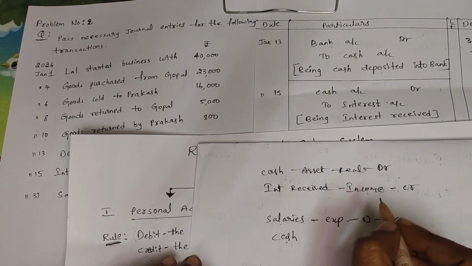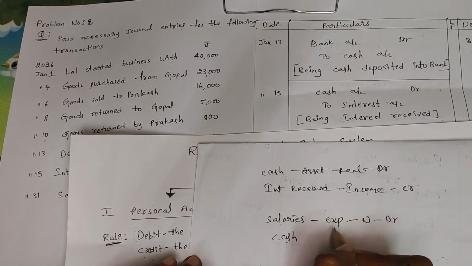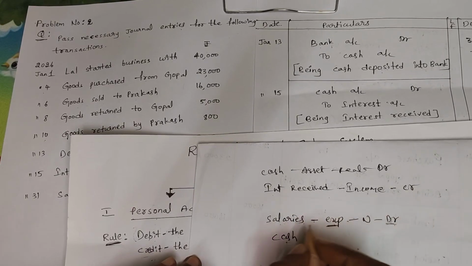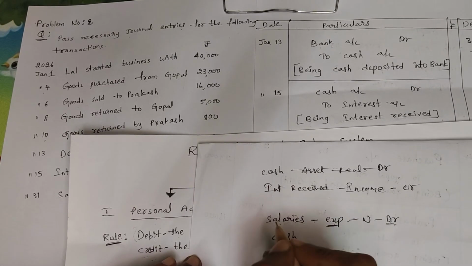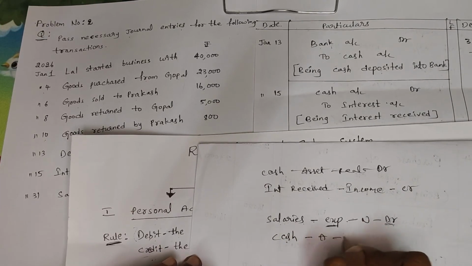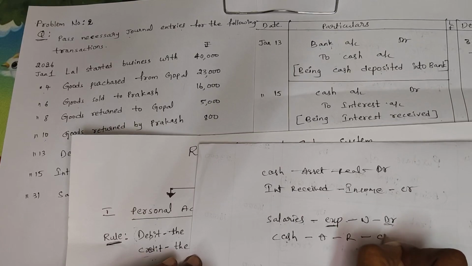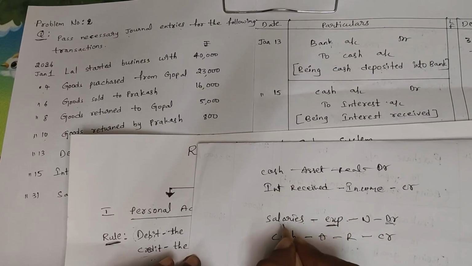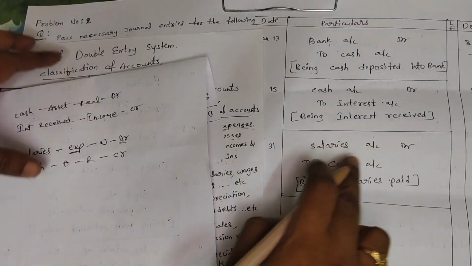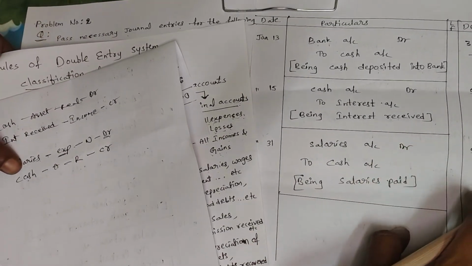Expenditure comes under nominal account. Nominal account rule: all expenses and losses debit. So salaries is debit. And salaries paid means cash is going out. Cash is an asset, it comes under real account. What comes in, debit; what goes out, credit. Cash is going out, so it is credit. So what is the entry now? Salaries account debit to cash account, being salaries paid. 5,000 debit, 5,000 credit.